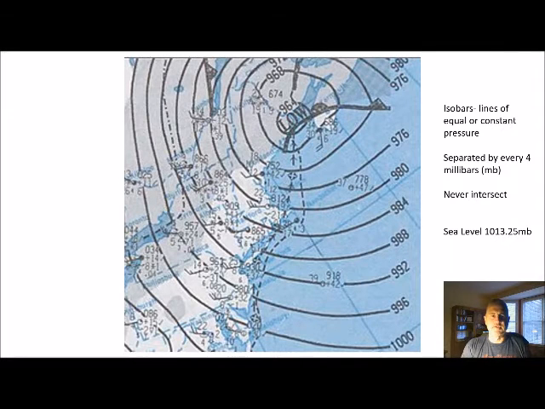Here's just a snapshot of an isobar map. So again, isobars are lines of equal or constant pressure. They're separated by every 4 millibars. That is the unit of measurement for pressure in meteorology. And they never intersect. Sea level is 1,013.25 millibars.